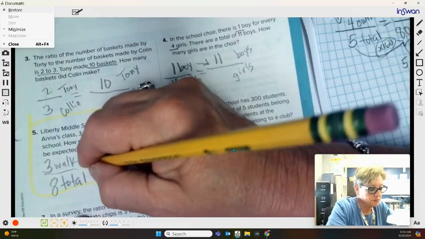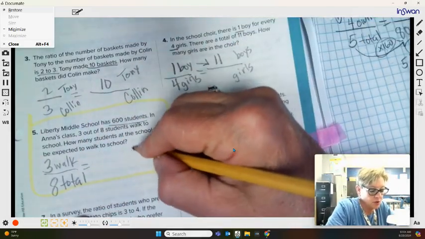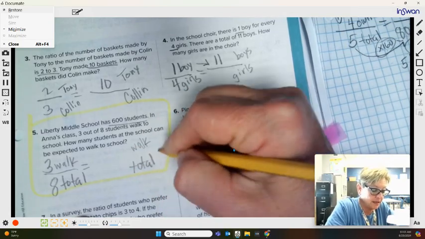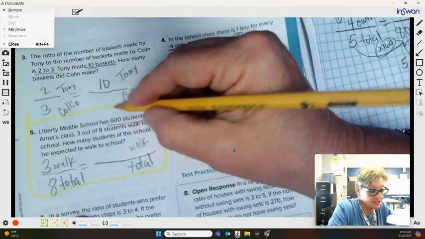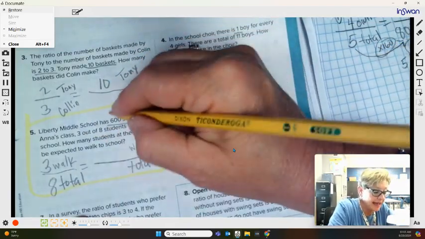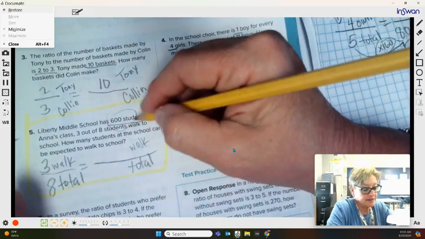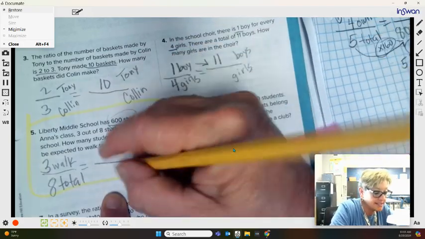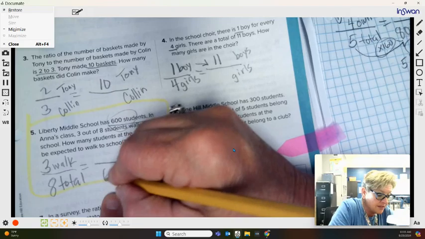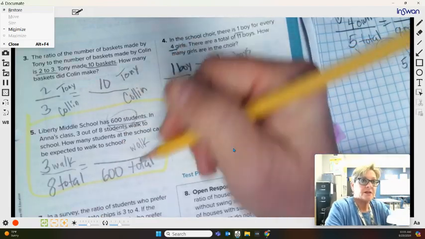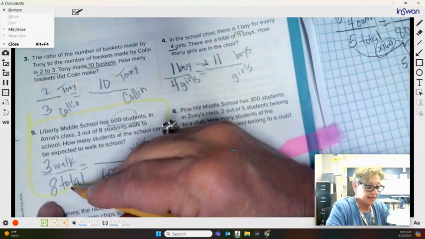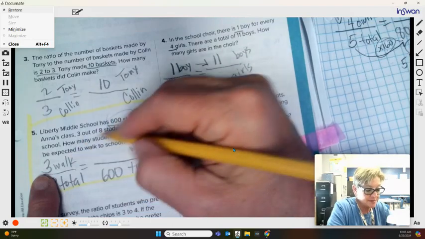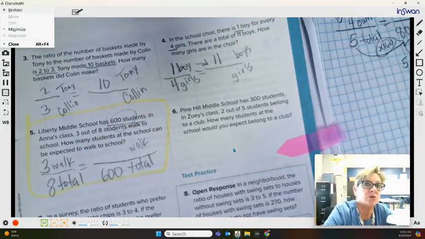So we're doing walkers to total, and it says there are 600 students in the school. So you've got to decide, is that going to be the number of walkers or is that going to be our total students? Well, it says there are 600 in the school, so you know that goes with the total. So now you'll divide 600 by 8 to get your multiplicative value, and then you multiply 3 times that same value to get the number of kids who walk.